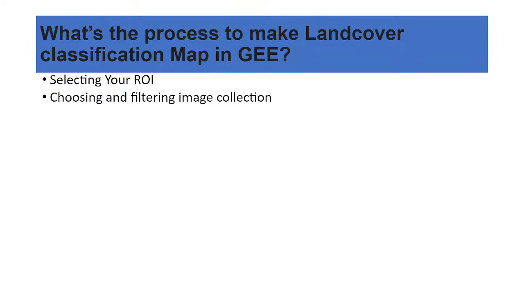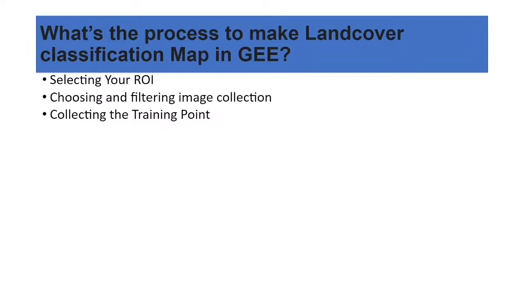After filtering the image collection, we have to collect the training points. So it's very important to collect the training points. There are a lot of ways for collecting the training points. If you want, you can simply go to the field and take the ground truth training points as a CSV file. Or suppose you can take the lat long and then simply take the feature from the ground.